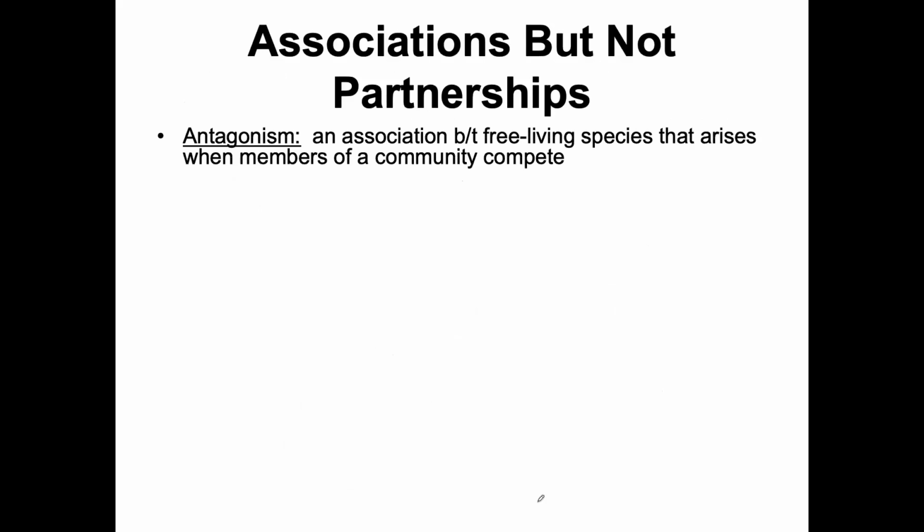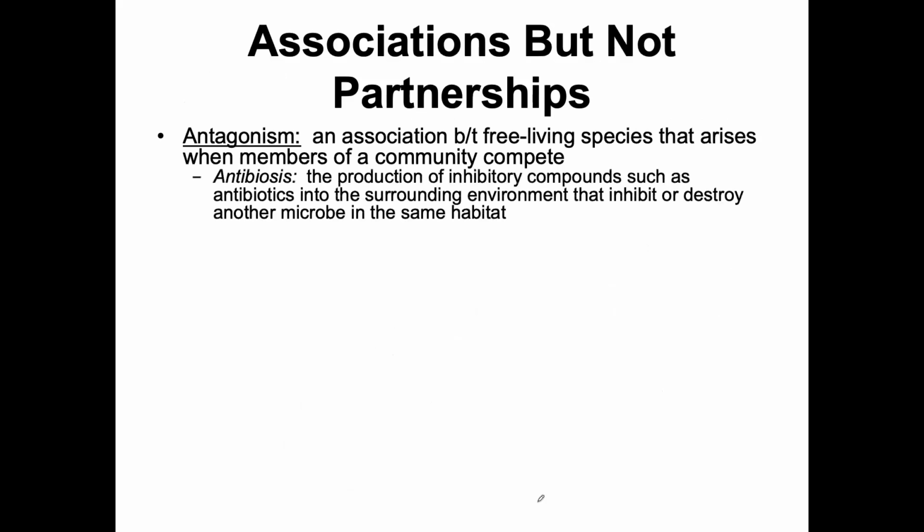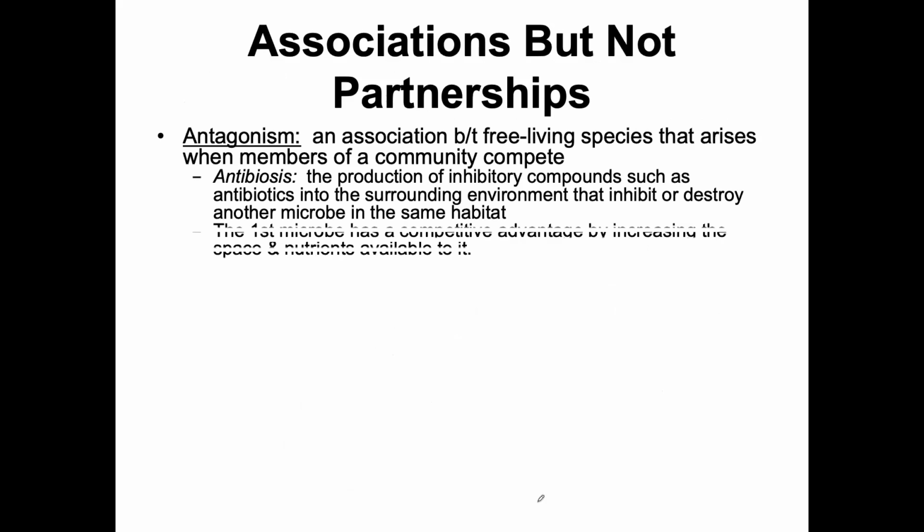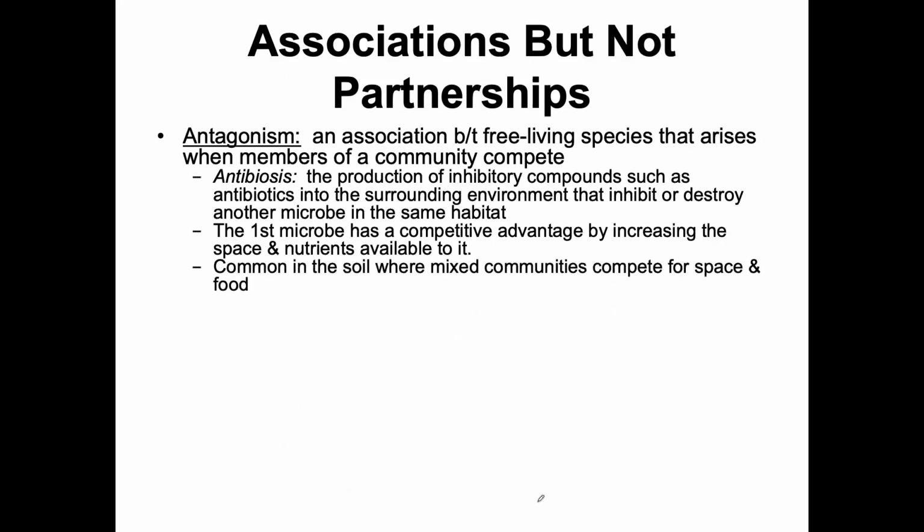Associations are a little different. Association is between free living species that come about when they compete for stuff. In antibiosis, you generate some chemical compound that is released into the environment that destroys another microbe that wants to be in the same place. Okay. The first microbe is going to have the advantage because he got there first and got a foothold. Okay. You see this in soil where mixed communities are going to be competing for space and for food.